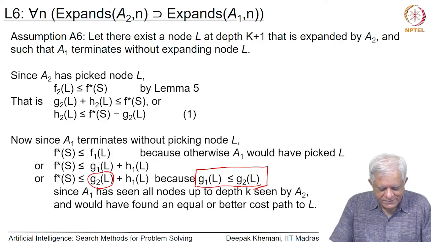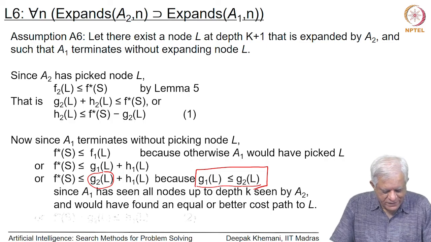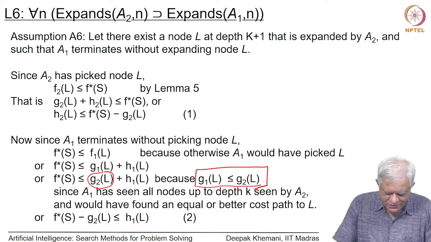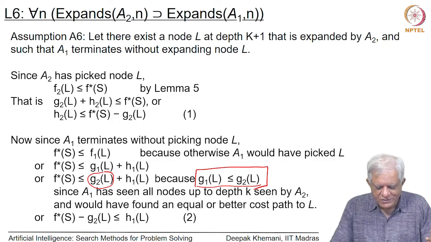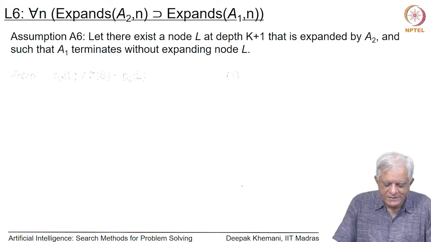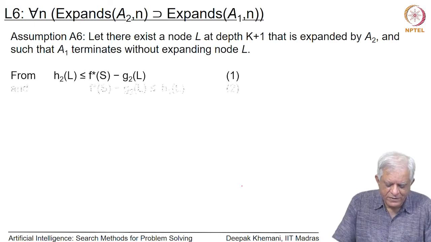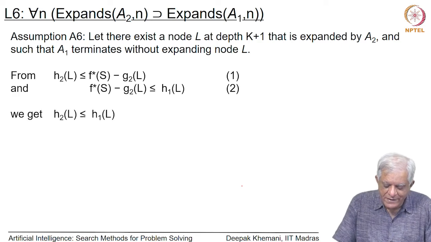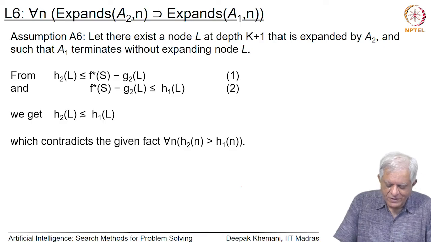So, now we have this inequality, which we can rearrange to say that f star of S minus G2 of L is less than or equal to H1 of L. Remember, we have G2 in both cases. So, we can now take inequalities 1 and 2 and combine them. Inequality 1 said that H2 of L is less than or equal to f star of S minus G2 of L, and H1 of L is greater than or equal to the same quantity, which means by transitivity that H2 of L is less than or equal to H1 of L.